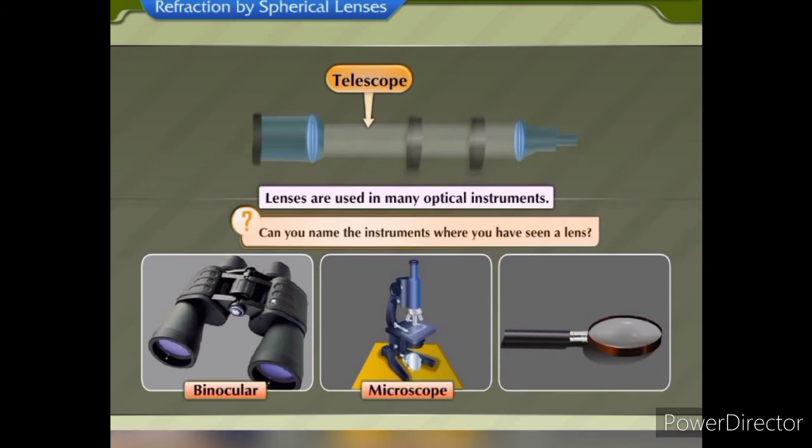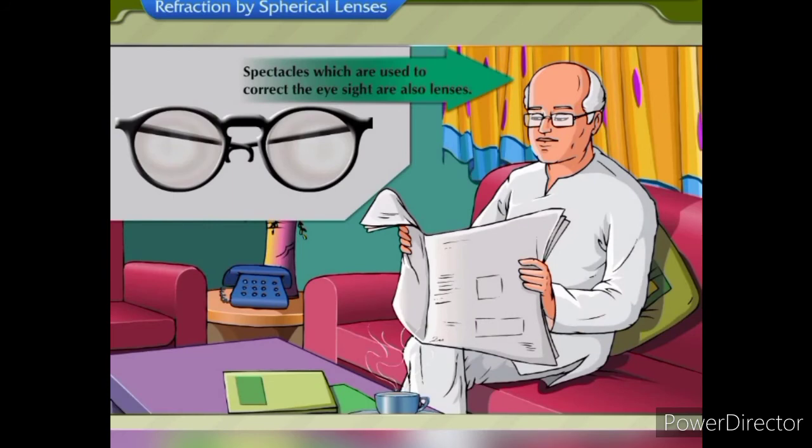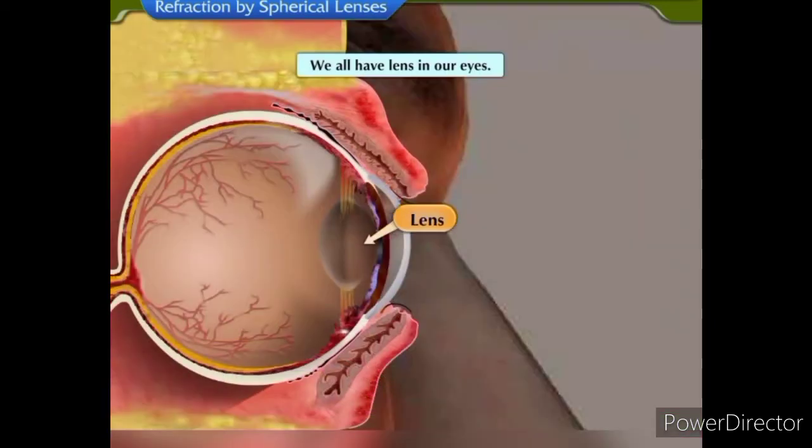Binoculars and microscopes are instruments which use lenses. A magnifying glass is a very common instrument in every household. This is also a kind of lens. The spectacles used by many people to correct their eyesight are also lenses. We all have lenses in our eyes. Hence, our eye is a natural optical device.